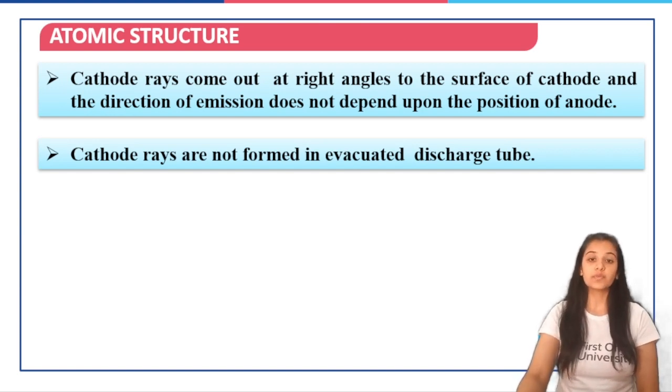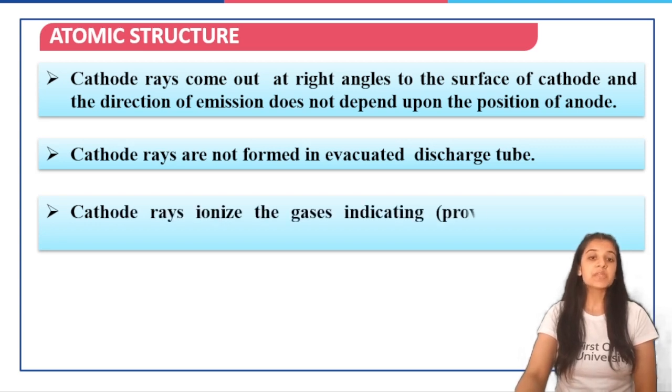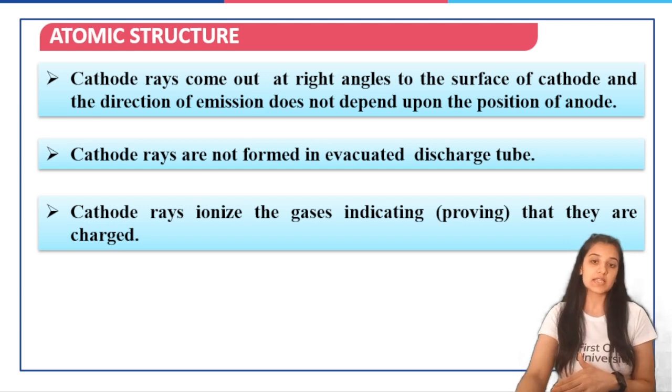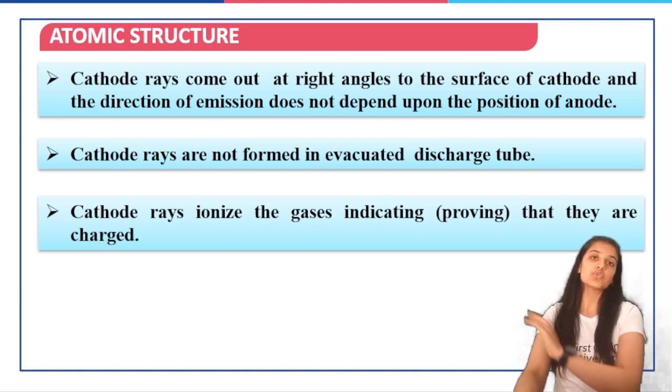They are not formed in the evacuated discharge tube. Remember, cathode rays are going to ionize the gases that are present in this glass tube, proving that they are charged. Only charged particles can ionize or break other molecules into charged particles.